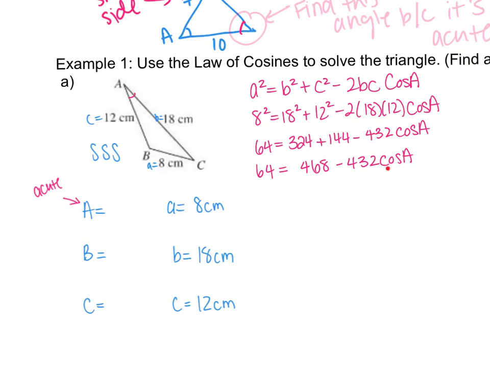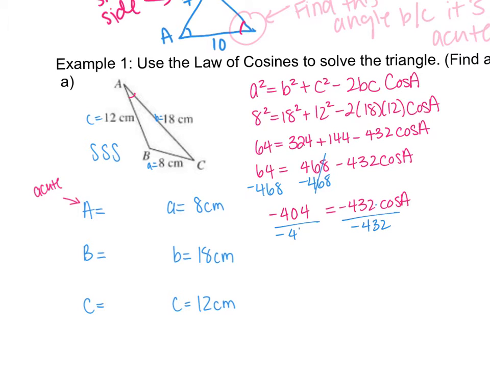Now I'm going to try to get cosine by itself, so maybe I'll subtract this off to start moving things over to the other side. So this can wipe off. Negative 432 cosine finally drops down, and 64 minus 468 is going to give me negative 404. All right, this number is attached to the cosine using multiplication, so I'm going to undo it using division.